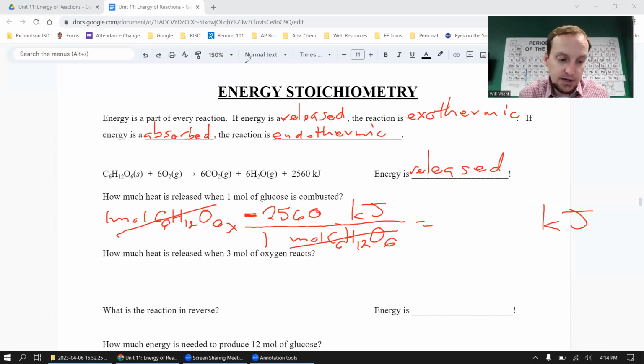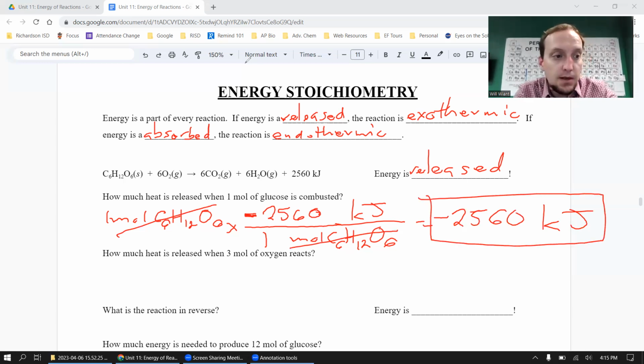So I'm going to take 1, multiply that by negative 2,560. Just for good measure, I'm going to go ahead and divide that by 1, just so you guys remember how to do this. You multiply across the top, divide down. But basically, this shouldn't be surprising. We get the exact same number because it's multiplied by 1 and divided by 1.